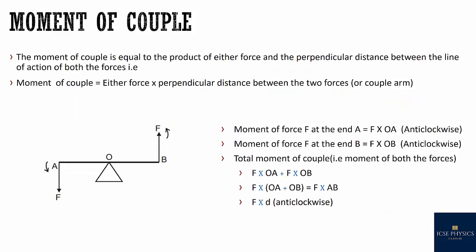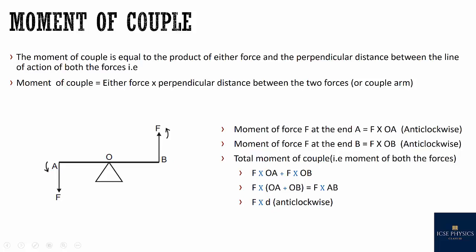So what is a moment of couple? Moment of couple is equal to the product of either force, one of the forces, and the perpendicular distance between the two forces. Here what will it be? It will be the moment of forces, one of the forces F, you can take this one or this one, into the distance, that is AB, or I have written it as D.